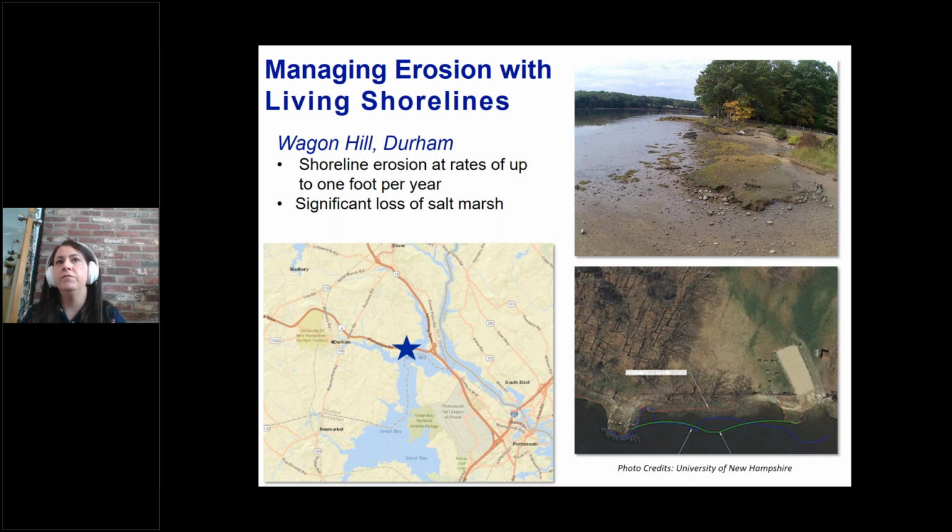Here's an example of a living shoreline project. I'm sure many people on the call are familiar with the Wagon Hill project in Durham. This site was experiencing shoreline erosion rates of up to 1 foot per year, so there was a significant loss of salt marsh. Next slide.